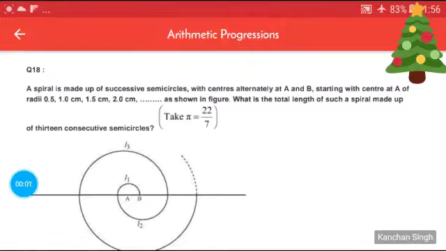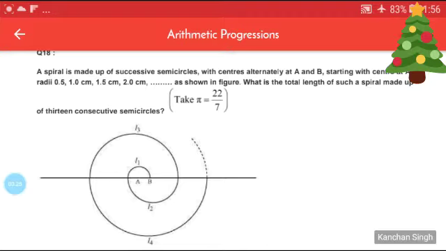See, our next question is: a spiral is made up of successive semicircles with centers alternately at A and B, starting with center at A and radii of 0.5 centimeter, 1 centimeter, 1.5 centimeter, 2 centimeter and so on, as shown in the figure. What is the total length of such a spiral made up of 13 consecutive semicircles? Just see the figure, and we have to find the total length of such a spiral made up of 13 consecutive semicircles.